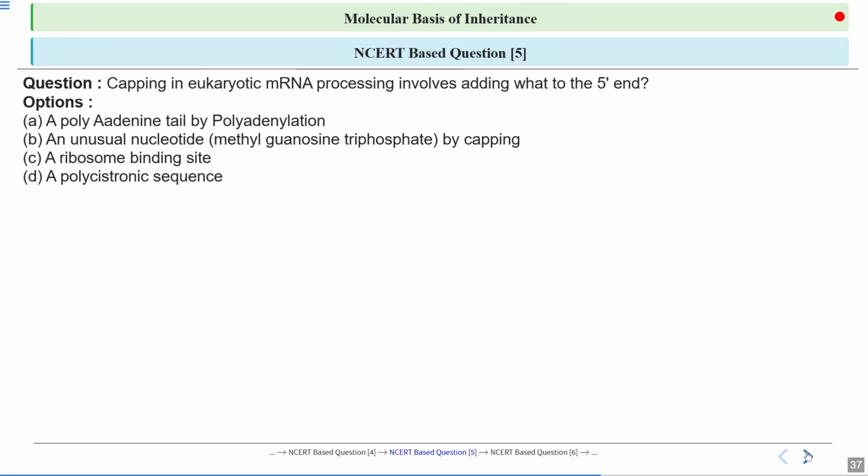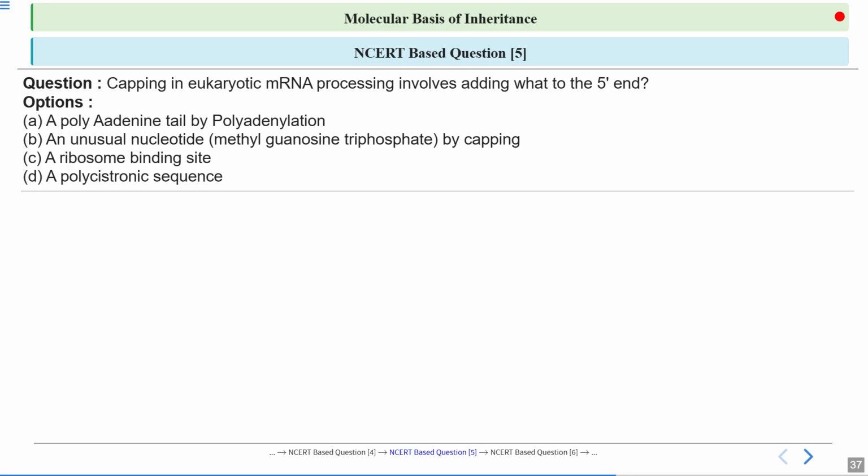Next question: capping in eukaryotic mRNA processing involves adding what to the 5' end? So we know that eukaryotic mRNA processing involves capping on the 5' end. So what got added at this 5' end? A, a poly-A tail by polyadenylation; or an unusual nucleotide, that is methyl guanosine triphosphate, by capping.